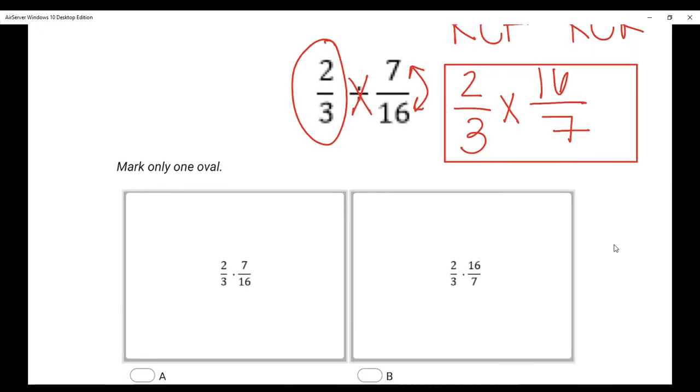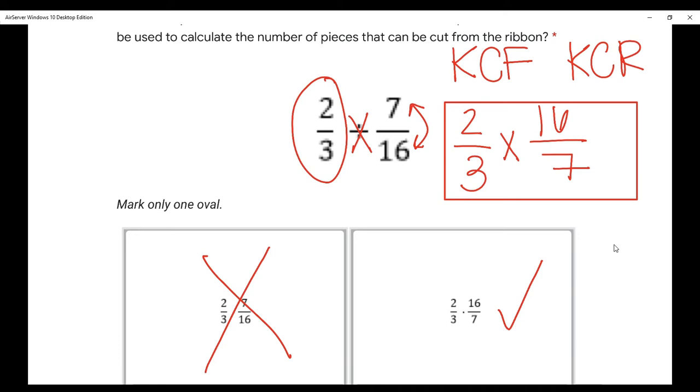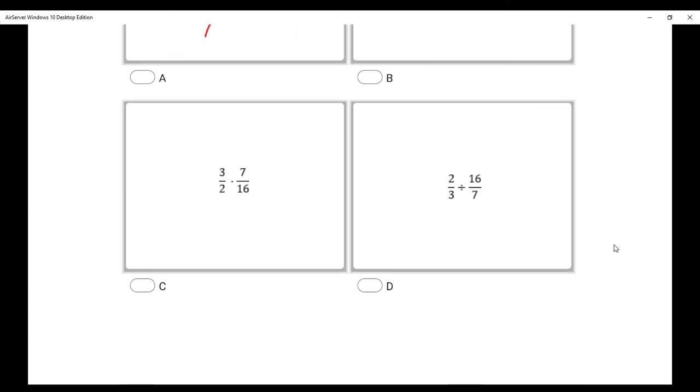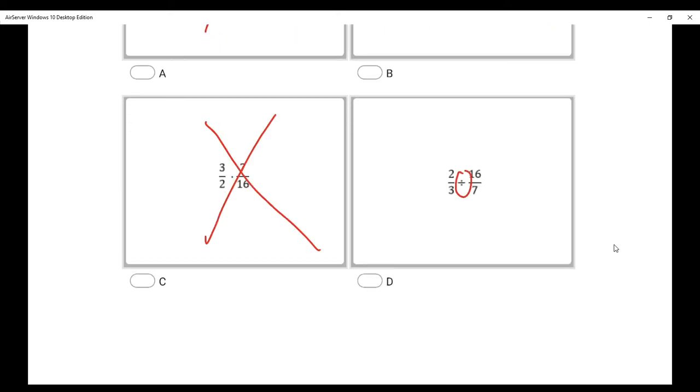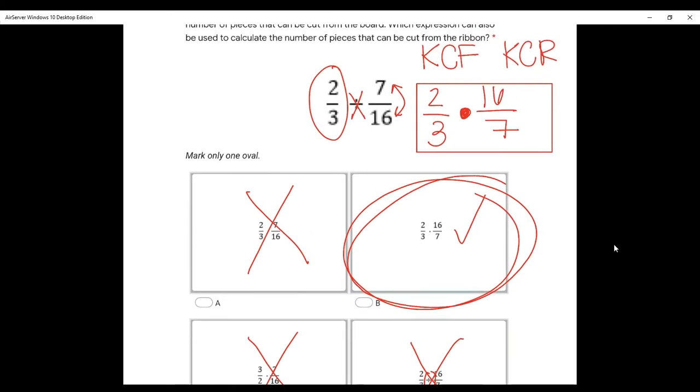So when I look, this has 7/16. They forgot to flip it, so that one's wrong. This one looks good. Remember that dot is the correct way to do the multiplication sign. Y'all used to do the X like I did here, so I probably should have written this with a dot instead. That dot also means multiplication. This one they flipped to 3/2, so that was not right, and this one still has a division sign, so that one's not right. So the correct answer would be B. So keep, change, flip, or keep, change, reciprocal.